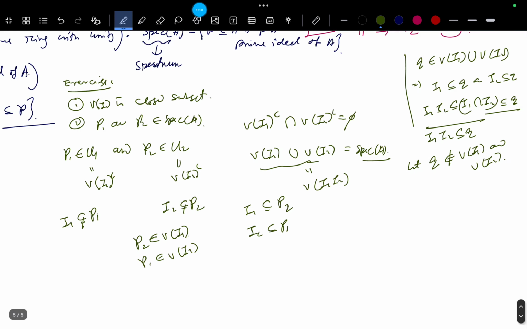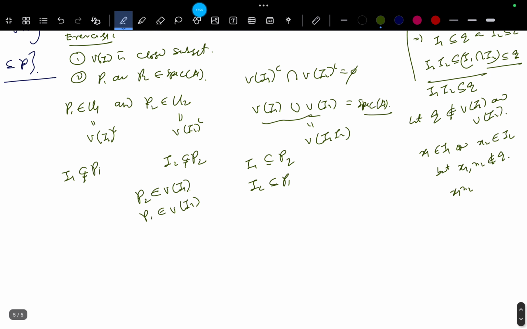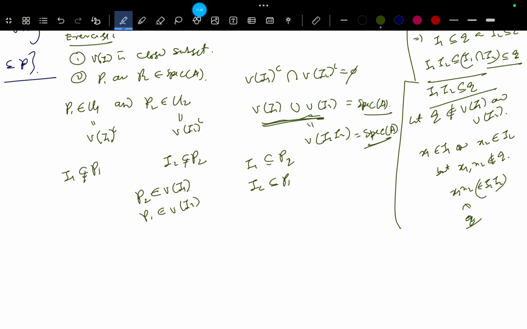So there exists some x1 belonging to I1 and some x2 inside I2, but x1 and x2 are both not in Q. Then x1 times x2 belongs to I1 times I2, but does not belong to Q. So here is the contradiction. So V of I1 union V of I2 has to be the same as V of I1 times I2. All right, so this is nothing but Spec of A.